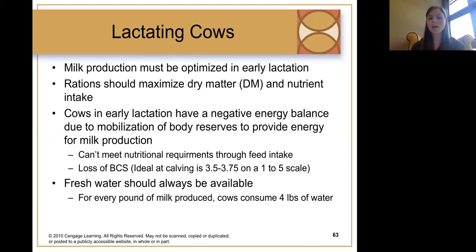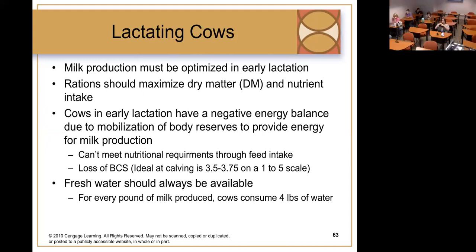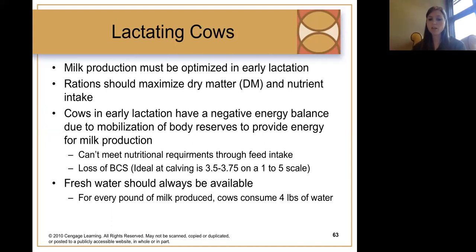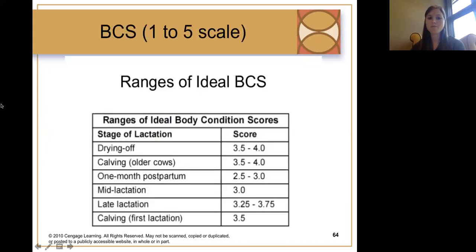So you can't meet the nutritional requirements through feed intake, and some lactating cows may have a loss of body condition score. And that's just the kind of score that you would want them to have on a 5 scale. And fresh water should always be available. For every pound of milk that's produced, the cow needs to consume 4 pounds of water. So they always need to have water available.